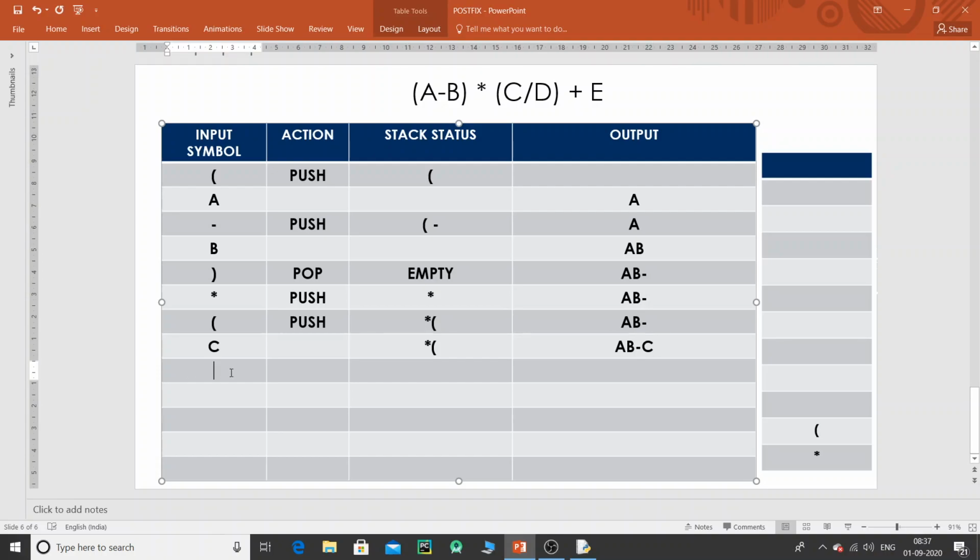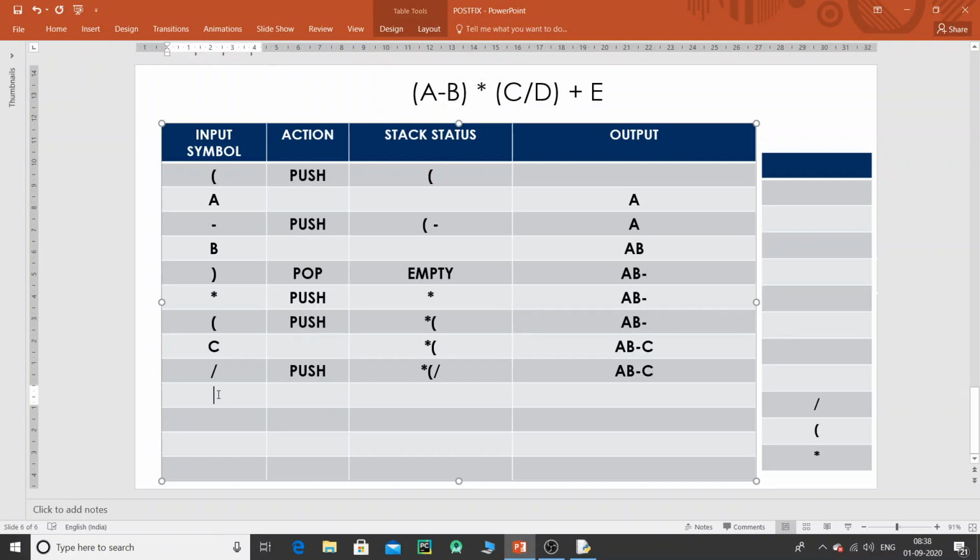Then comes the plus operator. No, sorry, it's not plus. What is the operator? That is the division. So it's the operator. What I'm going to do, I'm going to perform the push operation, and then star opening bracket, and then the division operator. So over here there is a division operator. So you can see the top of the stack is the division operator, right? And the output is going to be a b minus c, as it is.